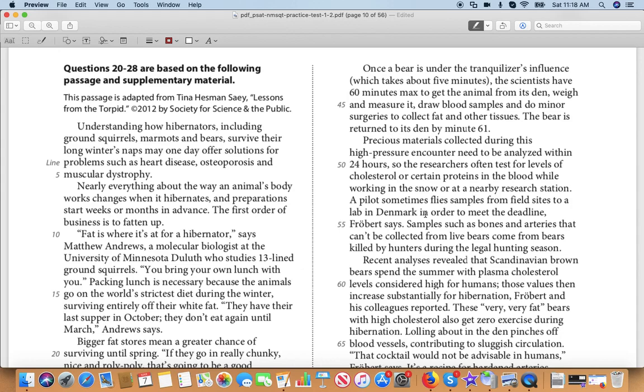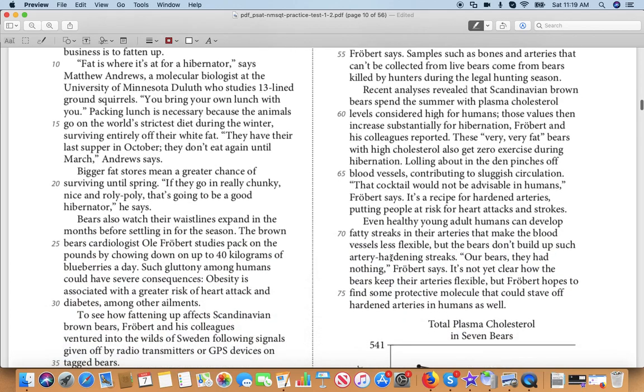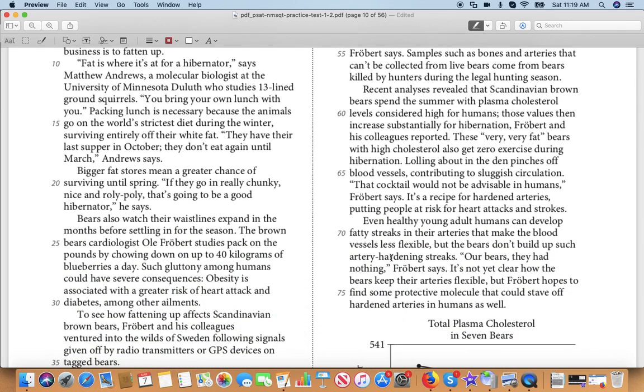Let's keep reading. Okay, nearly everything about the way an animal's body works changes when it hibernates, and preparations start weeks or months in advance. The first order of business is to fatten up. Great. Keep reading. Fat is where it's at for hibernators, says Matthew Andrews, a molecular biologist at the University of Minnesota Duluth, who studies 13-lined ground squirrels. You bring your own lunch with you. Packing lunch is necessary because the animals go on the world's strictest diet during the winter, surviving entirely off their white fat. They have their last supper in October. They don't eat again until March, Andrews said.